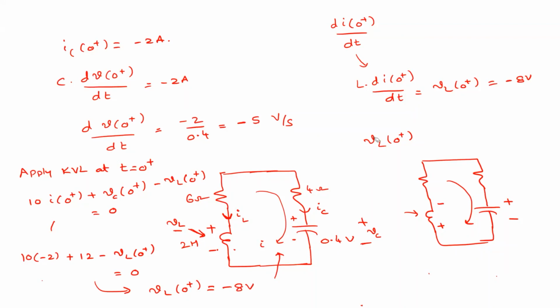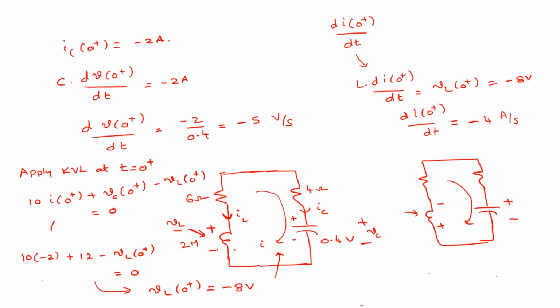So from this, what is di of 0 plus by dt? Minus 4. Minus 4 amperes per second. Understood, or did I confuse you? It's just a matter of plus or minus, or the current direction, and everything we are solving at t equal to 0 plus. Okay.